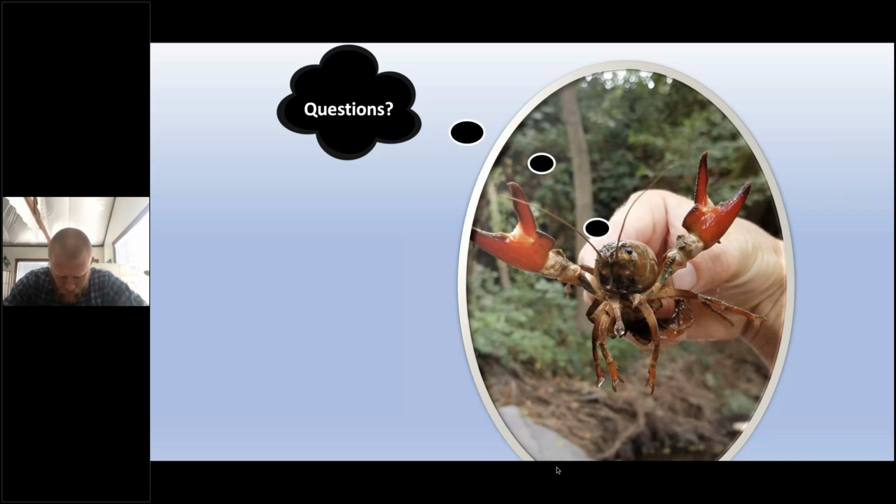This is a question from Dana, and that is, are you using temperature monitors in the hyporheic zone as part of the monitoring program? Yeah, that's a great question. We did not monitor temperature in the hyporheic zone. We monitored water temperature in pools, and that's a really important question.